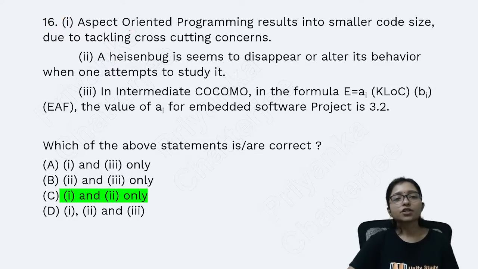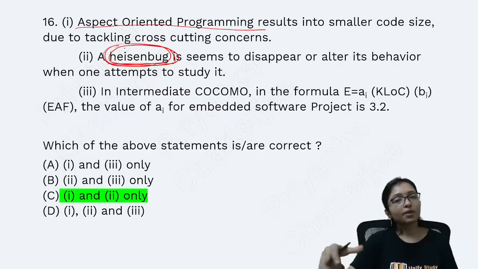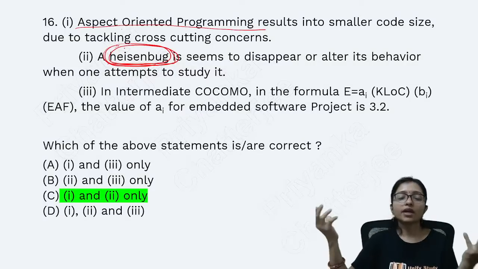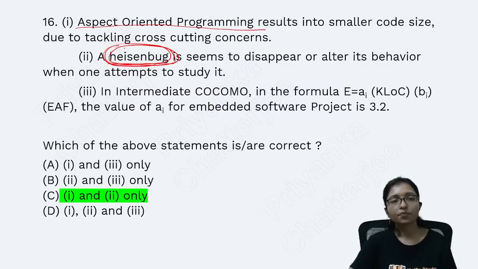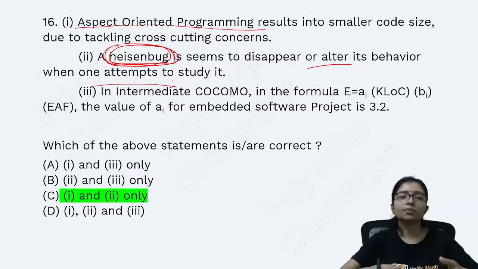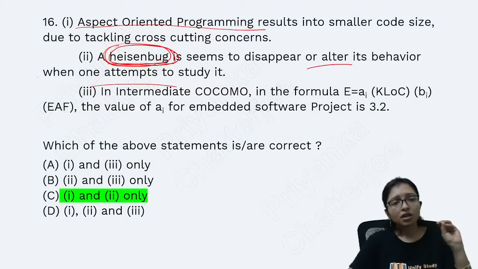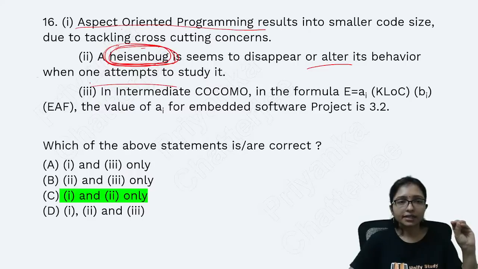So nowadays the aspect oriented programming concept and Heisenbug are very popular terminology. This is also a new topic, and I have added a new question of software engineering here. A Heisenbug is a scenario where you saw there is some problem, but when you want to go through it more, that behavior disappears. It seems to disappear or alter its behavior when one attempts to study it. This phenomenon is called a Heisenbug. Nowadays this topic is repeating, so it is very important, and that's why this one is correct here.